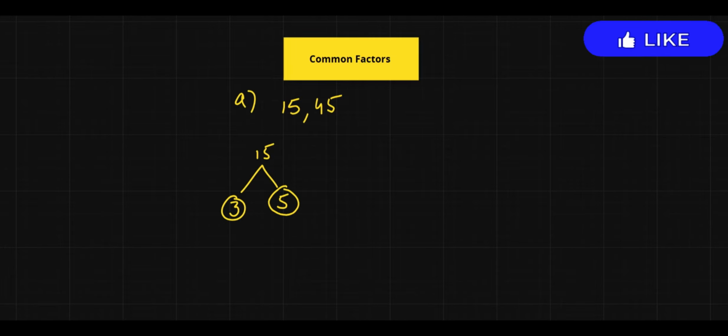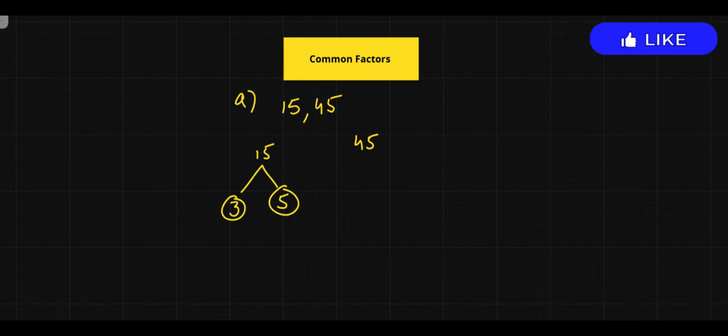Now, common factors. First of all, what are factors? The integers that divide another integer without a remainder. So we have to find out the factors and then the common factors. For this we have a question. Suppose we have to find out the common factors of 15 and 45. In order to find the factors of 15, I have to find the prime factors of 15, which is the prime factorization method. So 15 can be written as 3 times 5, as 3 itself is a prime number, 5 itself is a prime number.